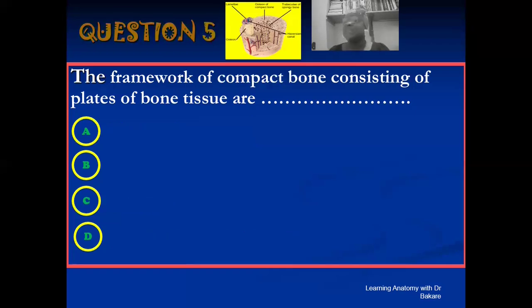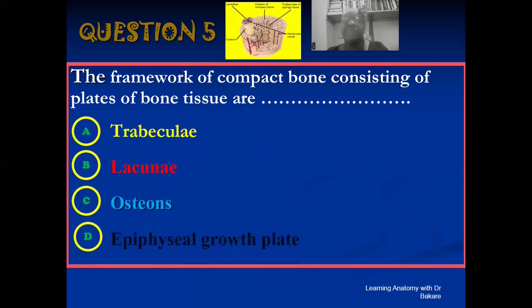The fifth question reads: the framework of compact bone consisting of plates of bone tissue, are they referred to as trabeculae? Are they referred to as lacunae? Are they referred to as osteons, or are they referred to as epiphyseal growth plate? The correct answer here, as it relates to the compact type of bone in respect to the framework arrangement of bone tissue, is the osteons. The osteons can also be referred to as the Haversian system. The Haversian system is the concentric arrangement of bone tissue. And we've also tried to highlight this in detail in our previous lecture on bone tissue. Please kindly check that lecture out.